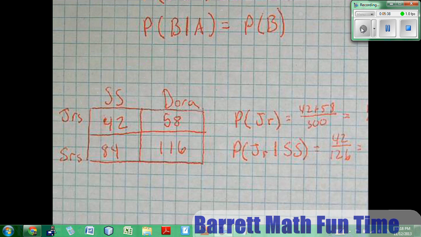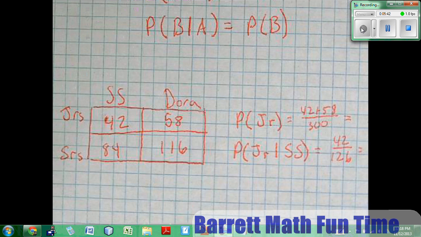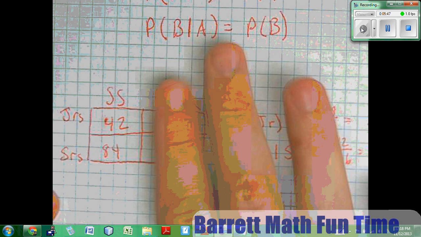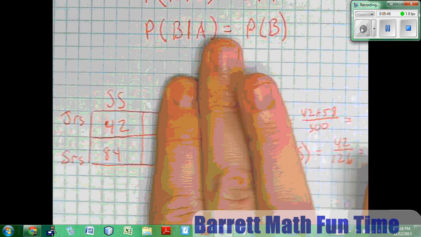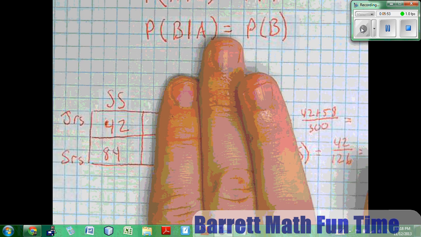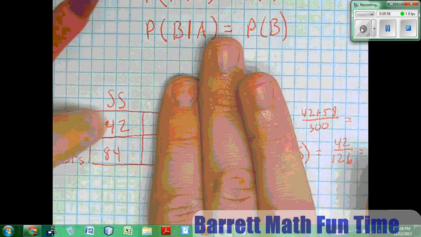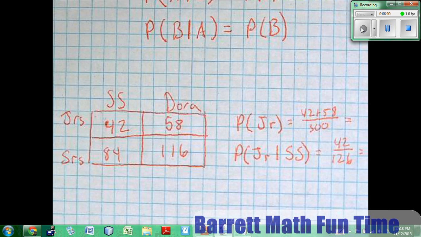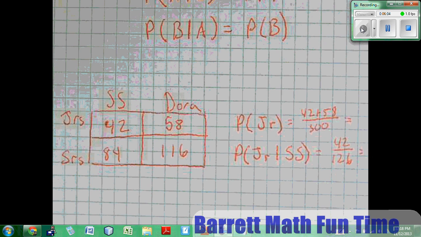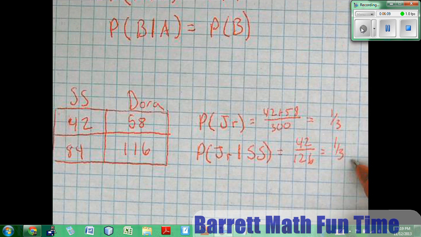Wait, how did you get 42 out of 126? I thought it was 300. Okay, the probability that you're a junior, given that you chose SpongeBob. There were only 126 students that chose SpongeBob. Right? So then what's the probability I get one person that's landed in this box? So it's 42 out of the 126. So far, so good? Okay, so is this equal? Yeah, 1/3, 1/3, right?